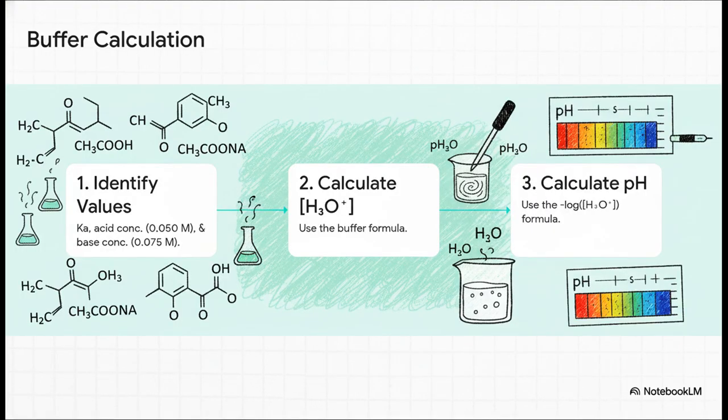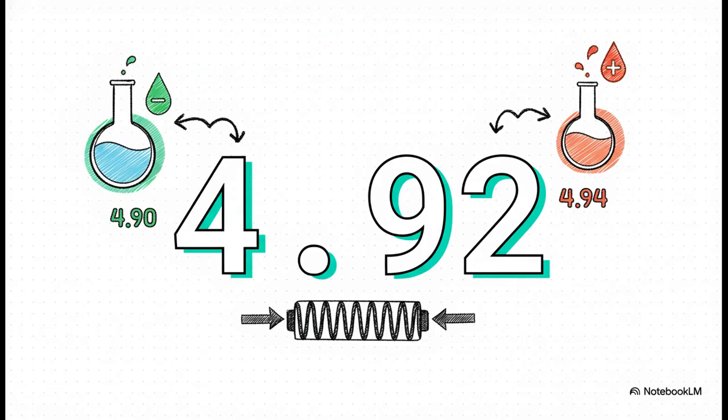Let's see how it works. We'll take a buffer made of acetic acid and sodium acetate. We find the Ka, we plug in the concentration of our acid and our base, and then it's just one final negative log calculation to get our answer. The pH for this buffer is 4.92.